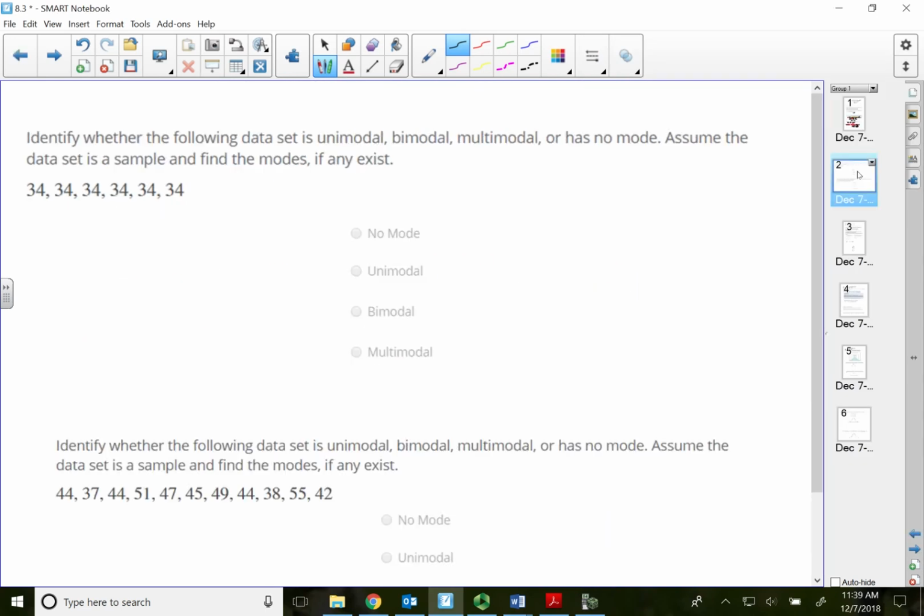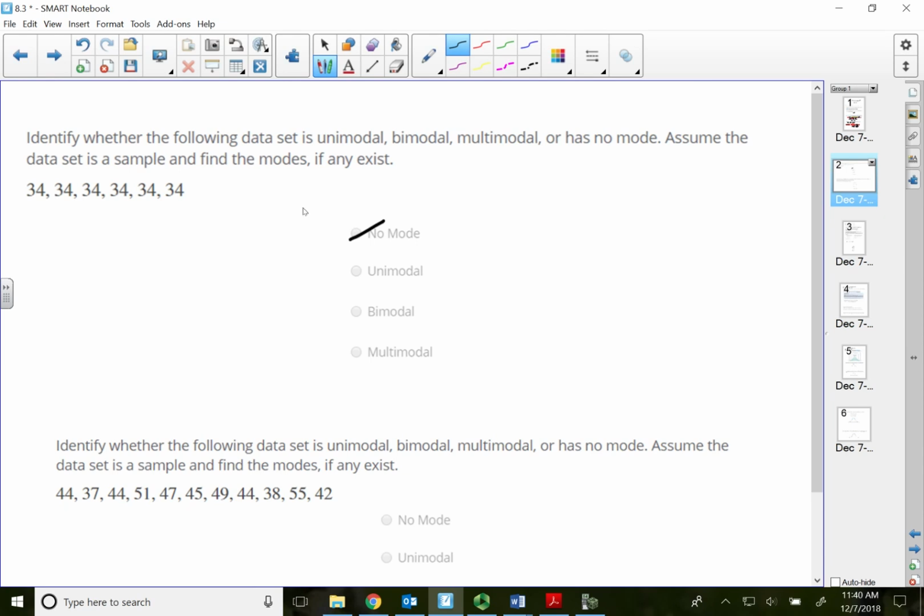Alrighty. Let's talk about mode. Mode refers to the number that occurs the most. The wording unimodal, bimodal, multimodal is simply referring to how many modes you have. If every number only occurs one time, that is actually no mode.